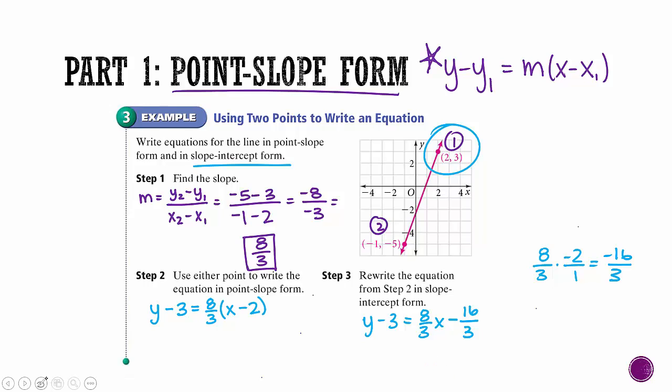And then the last thing we got to do is add 3 to both sides. Add 3, add 3. So we get y equals 8/3 x. If you take negative 16/3 and add 3, remember 3 is really 9/3. So when we add what's on the top, we end up with negative 7 divided by 3. And there is our equation.